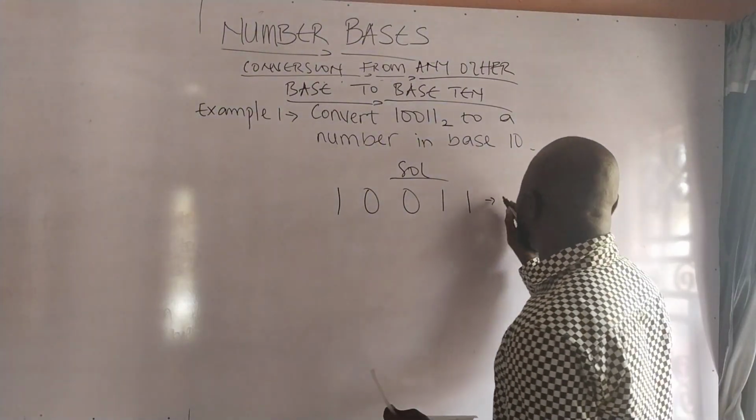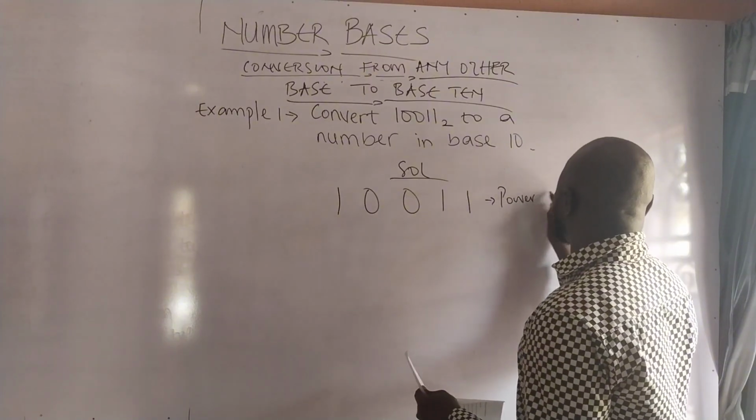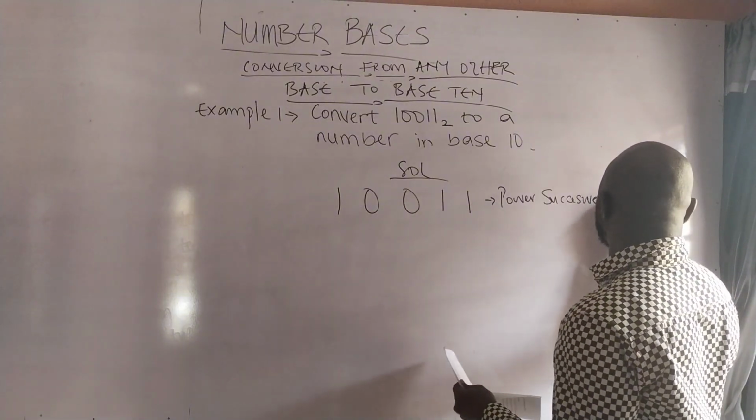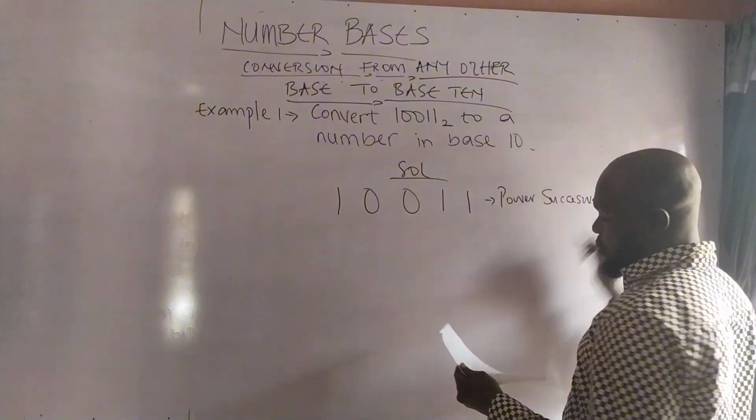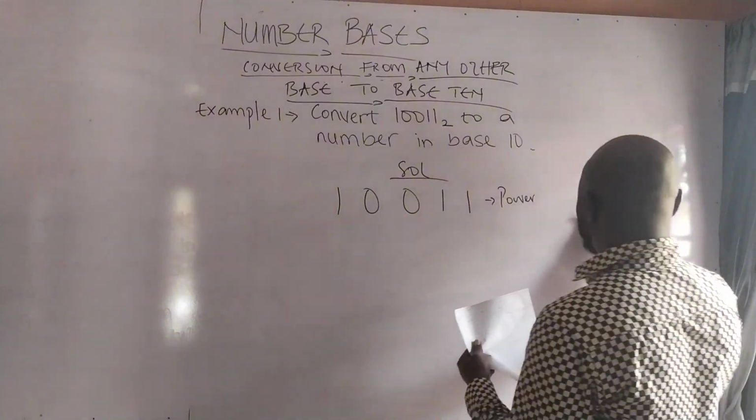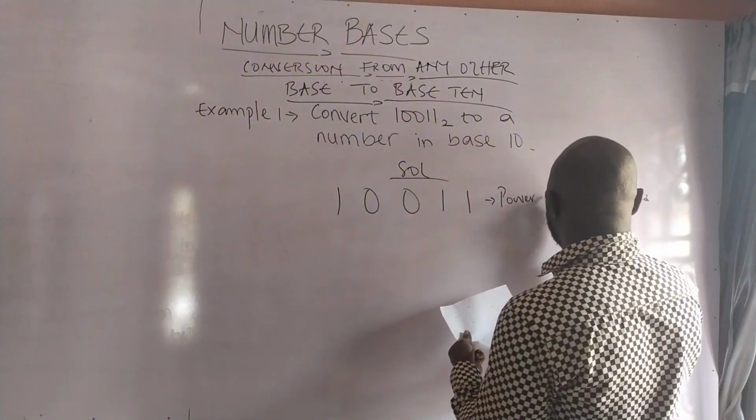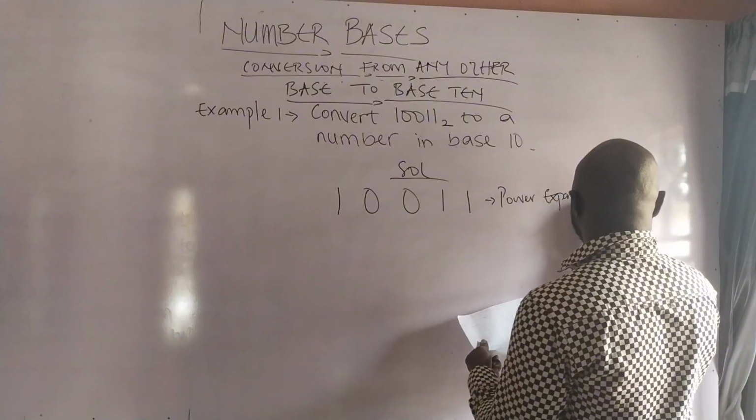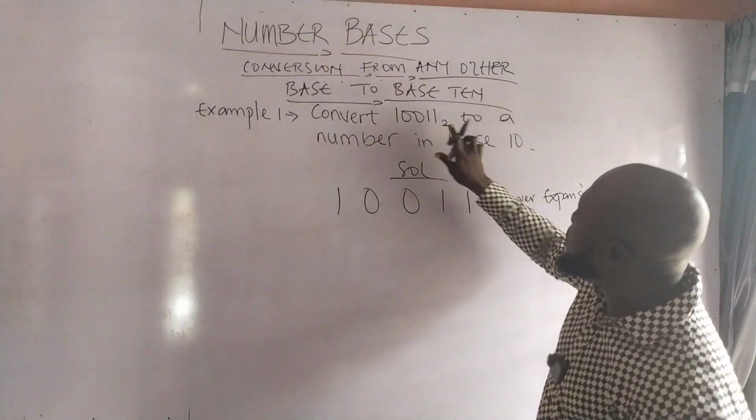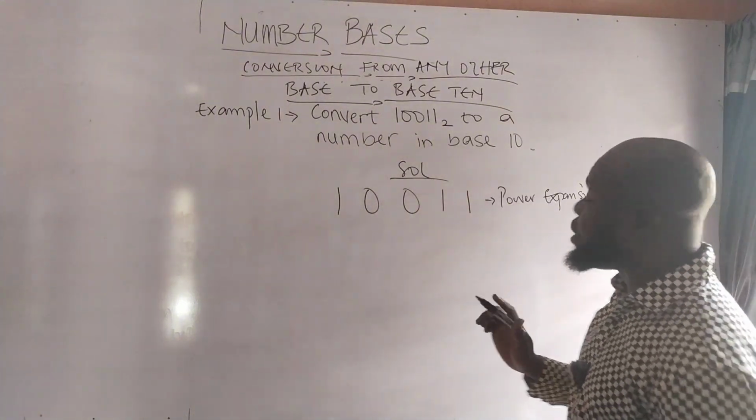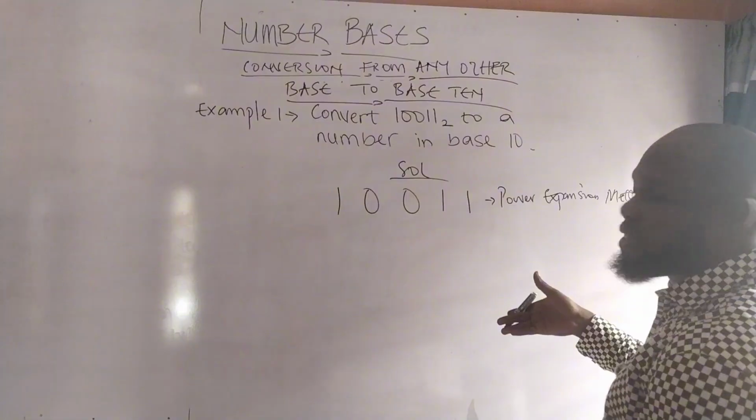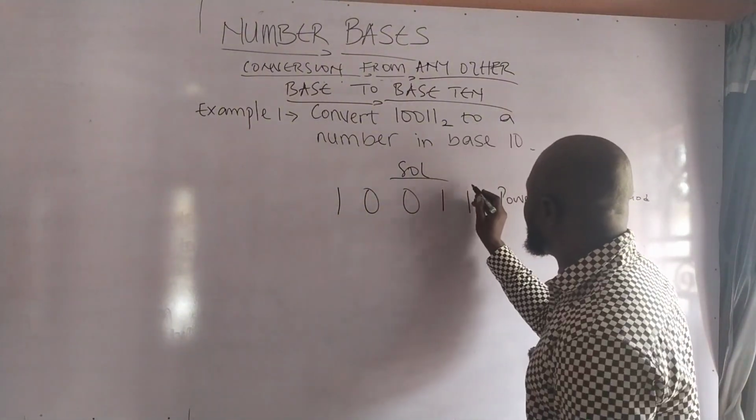I call this one the power expansion method. So we want to convert this base 2 number to base 10. How do we do it? The first thing you need to do is to count from your right hand side to your left hand side.